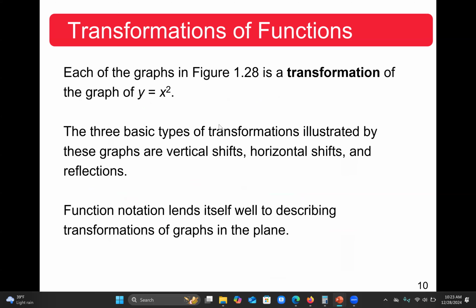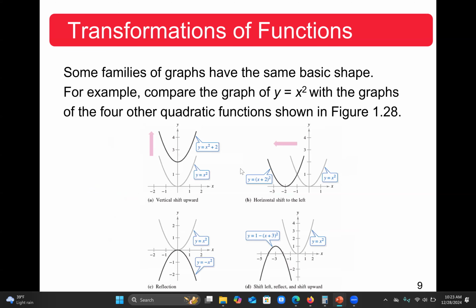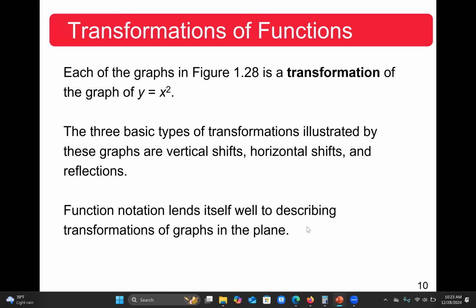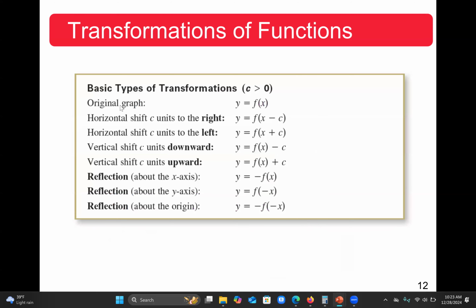Now, let's go back to the graph again. So this is what we are trying to explain here. We saw y equal to x squared plus 2 shifts upward twice. Y equal to x squared, by this time y equal to x plus 2 all squared, will shift to the left twice. Okay, so the basic types of transformations, here c should be greater than 0, a constant value. So c is a constant value, and we have horizontal shift c units to the right.